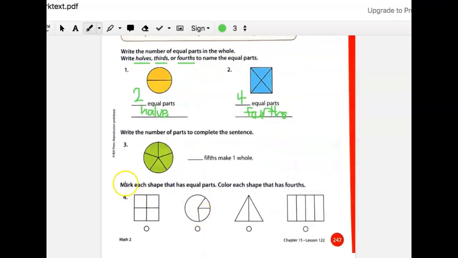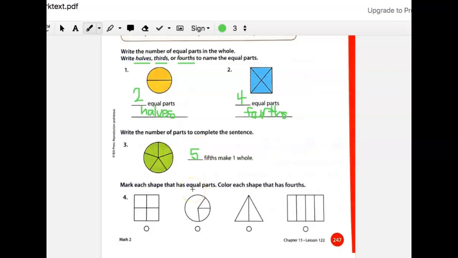All right, number 3. Write the number of parts to complete the sentence. Blank fifths make one whole. So each part is a fifth, so 1, 2, 3, 4, 5. How many fifths? 5 fifths.